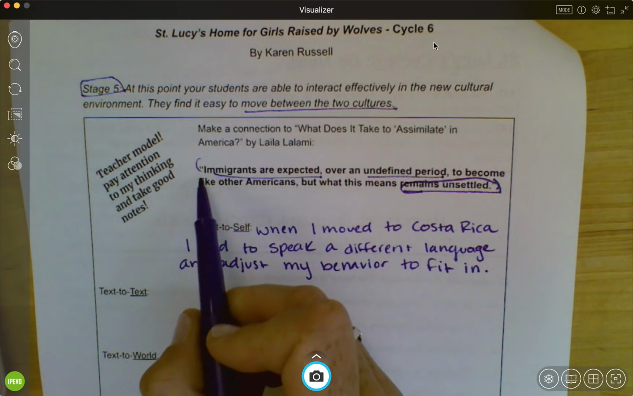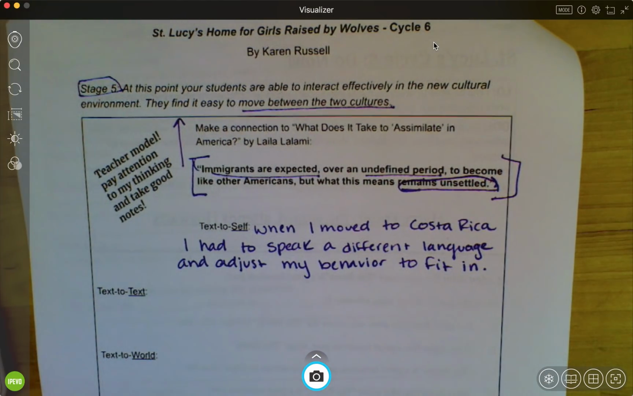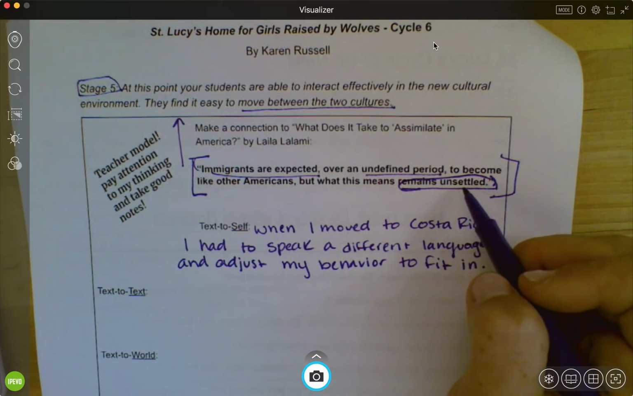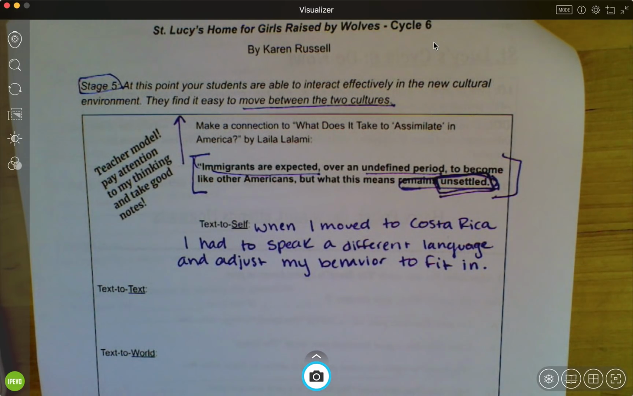Text-to-text connection. So I'm connecting this quote from the article to this idea of St. Lucy's, all right? And what I notice is that this word matches a lot of what the girls and the narrator Claudette are feeling, right? They don't really know exactly what it means to be assimilated, but they know that they want to fit in, especially Claudette, and that they don't want to be sent back. But the process of assimilating is unsettling to them as well.